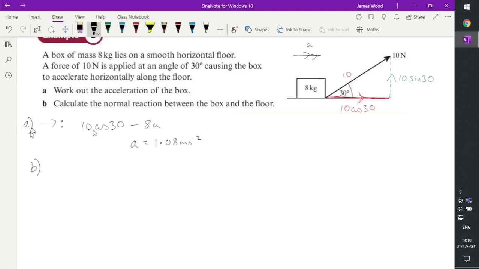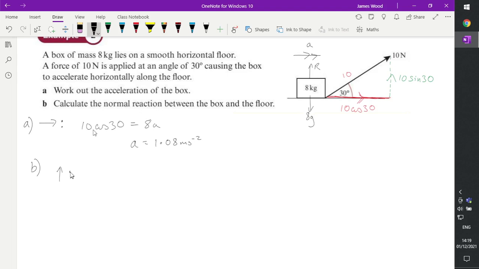For part B, calculate the normal reaction between the box and the floor. So the normal reaction force is this force here that the floor is putting on the box. We should also consider the weight of the box if we're looking in that direction.